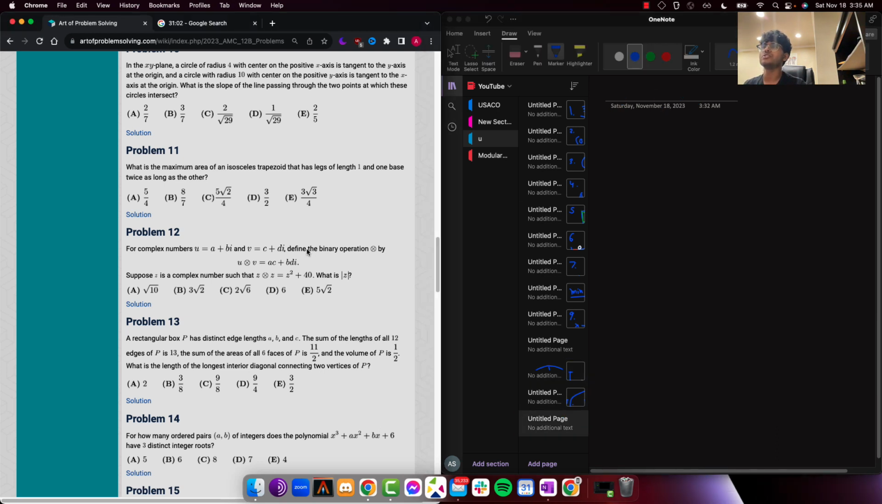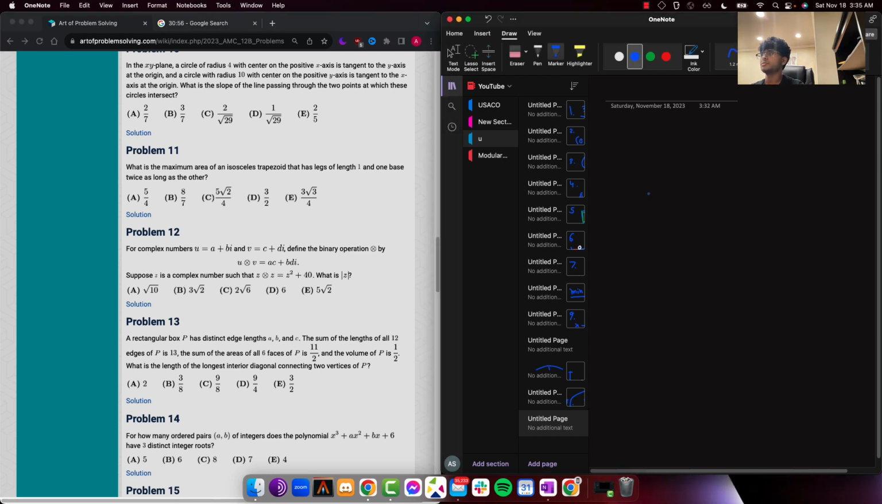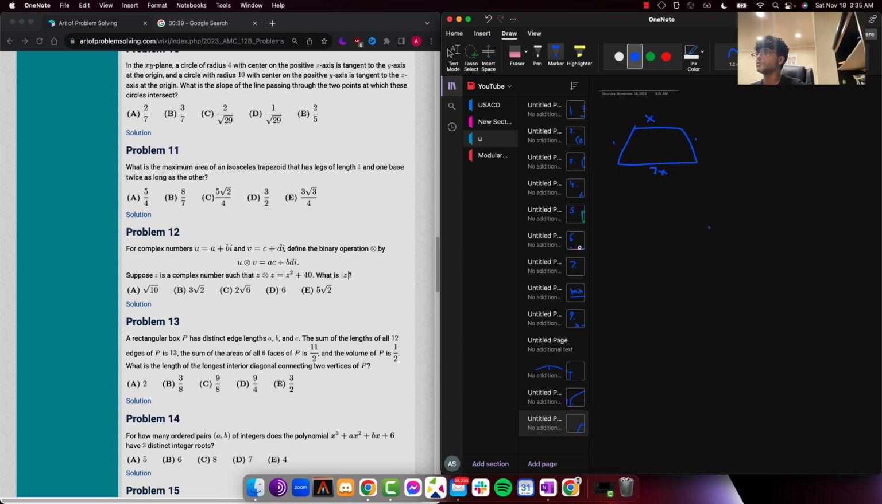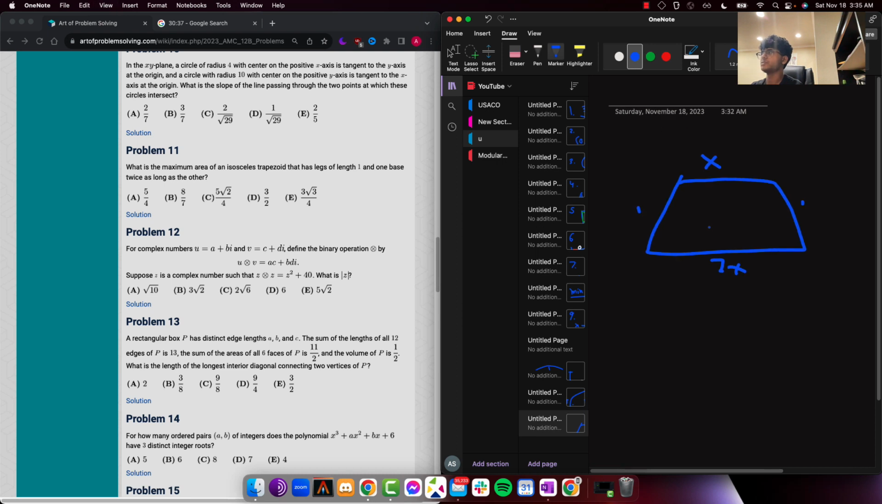We have an isosceles trapezoid that has legs of length 1 and one base twice as long as the other. So we have this situation. Legs of length 1, and this is x and this is 2x. What is the maximum area of this? Well, isosceles trapezoids are cyclic, but I don't think that's going to help us.